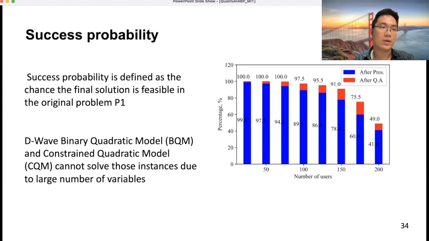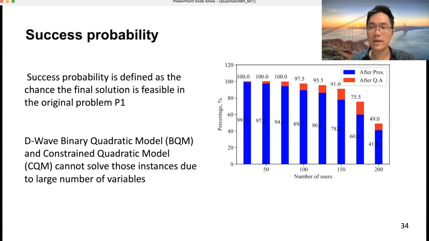The second metric I would like to investigate is the success probability of my final solution. After I receive the D-Wave solution, I will recover a solution of P1. And there is also a probability that the recovered solution is not feasible in P1. So in my picture, there are some instances which will be successfully solved via my presolve technique. And there are some problems which need the help of quantum annealing to solve. Not all of the problems will provide a feasible solution in the original problem P1.